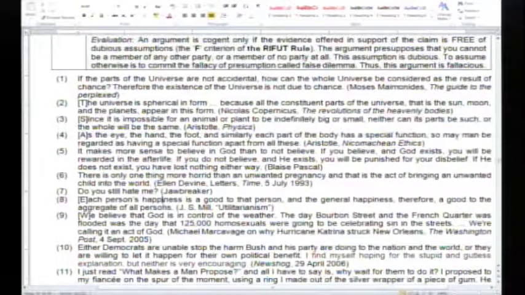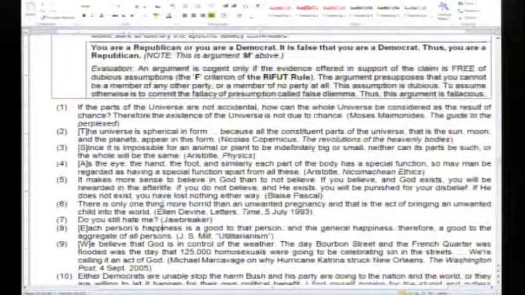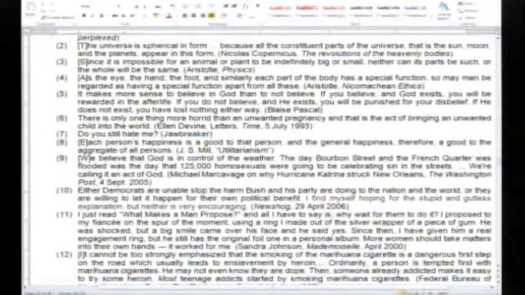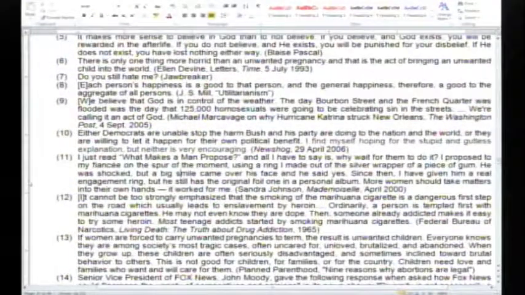Keep focused on composition and division. I did this one in my last class, so I won't do that one again. No, in fact, I'll do that. This is a good one. I just read "What Makes a Man Propose." Let me highlight it so you can see it.